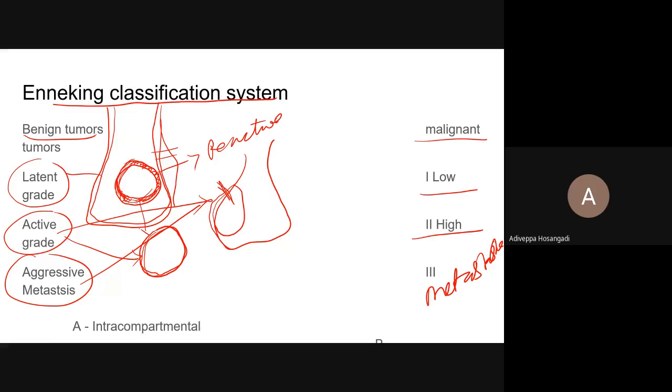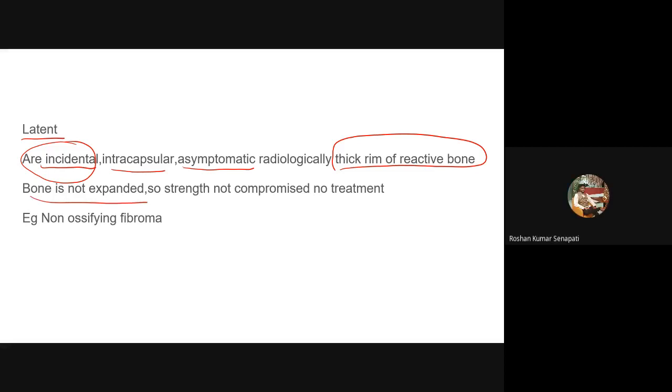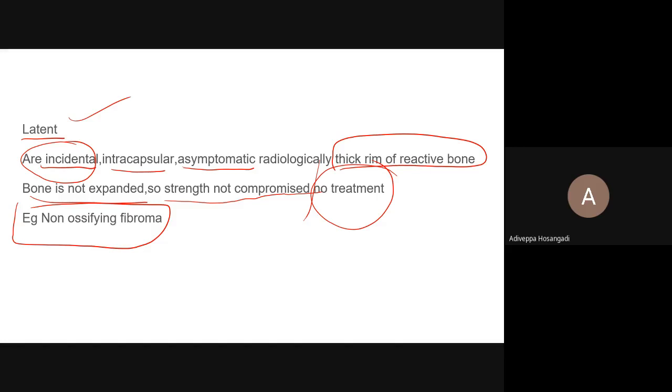This is what I was mentioning. Latent tumors are an incidental finding. The patient comes with trauma some 2 months back, now develops vague pain, and on X-ray there is a lytic lesion in the bone. It is incidental, intracapsular, asymptomatic, with a thick rim of reactive bone. The bone is not expanded. The strength of the bone is not compromised. The patient can easily walk and do everything, only he will develop on and off pain. No need of treatment most often. The best classical example of a latent benign bone tumor is non-ossifying fibroma.